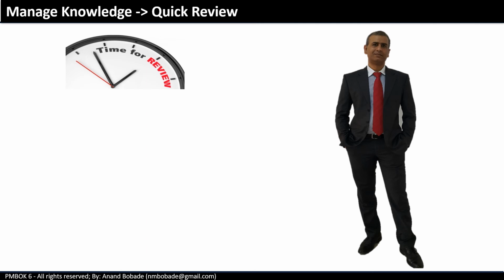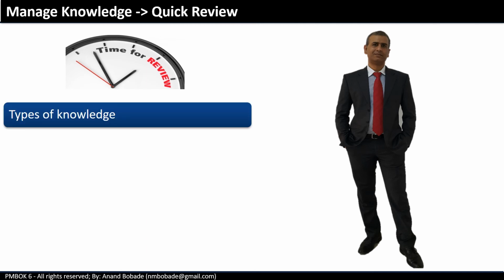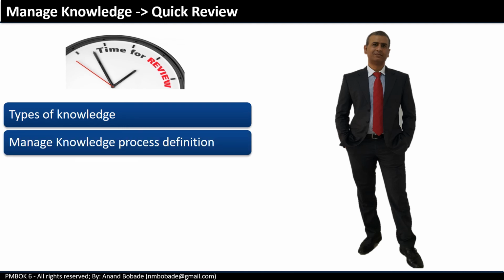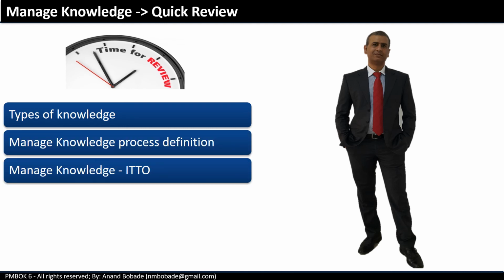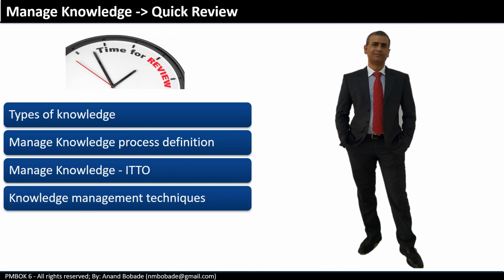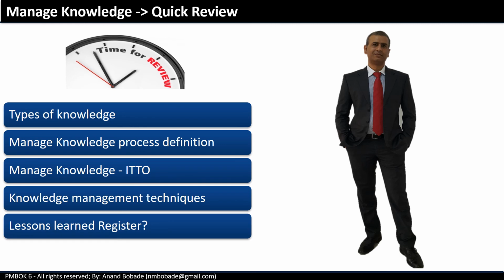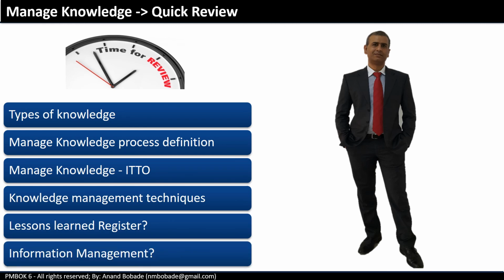We learned about types of knowledge, that is explicit and tacit knowledge. We went through the process definition. We talked about various inputs, tools, techniques and outputs. We also tried to understand different knowledge management techniques like networking, meetings, workshops, storytelling. We talked about the lesson learned register and what it contains, and also learned about information management tools and techniques that help us to create information and connect people to that information.